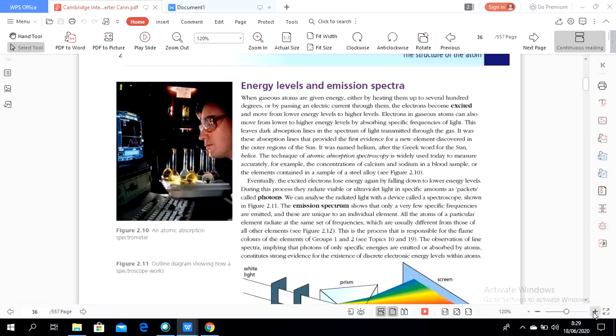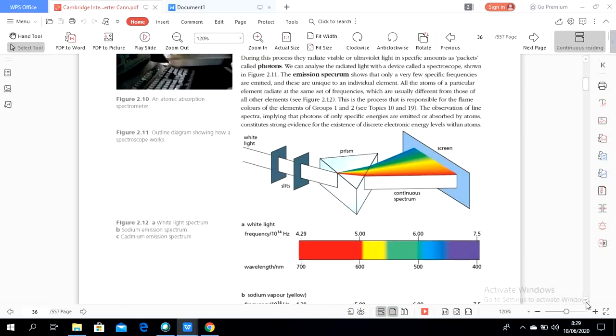Eventually, the excited electrons lose energy again by falling down to lower energy levels. During this process, they radiate visible or ultraviolet light in specific amounts, in packets called photons. This is figure 2.11. The emission spectrum shows only a very few specific frequencies are emitted, and these are unique to an individual element.